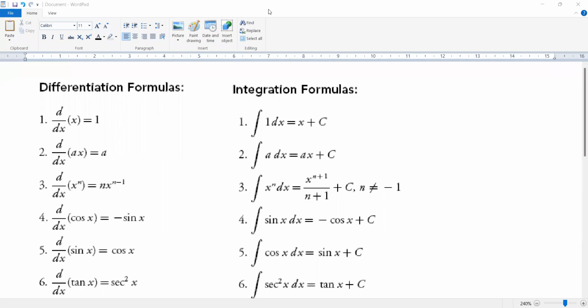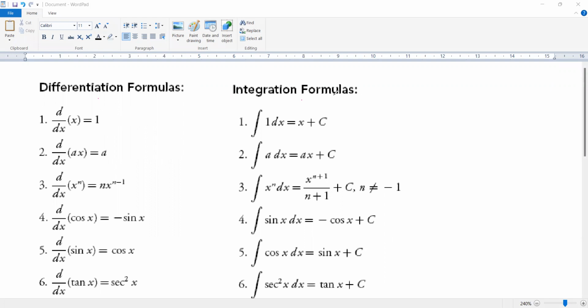Integration and differentiation formulas, differentiation formula and integration formula. First formula, derivative of x with respect to x is 1.